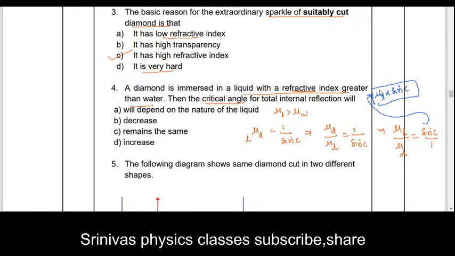When we have to write, you see here the sin C formula, what you got? The sin C formula you got is from this, nu L by nu D, right? Firstly it is in the air, okay. When it is dipped in the liquid, its refractive index increases, nu L value increases, and that's why critical angle also increases. Answer is increases.